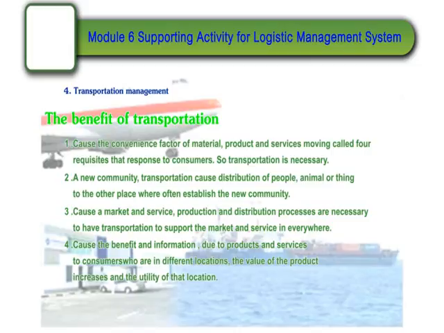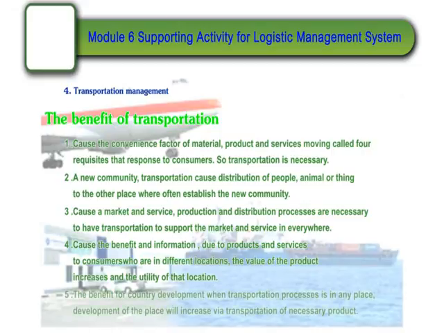Number 4, it creates benefit and information. Due to products and services reaching consumers in different locations, the value of the product increases, as does the utility of that location. Number 5, the benefit for country development when transportation processes are in any place. Development of the place will increase via transportation of necessary products.